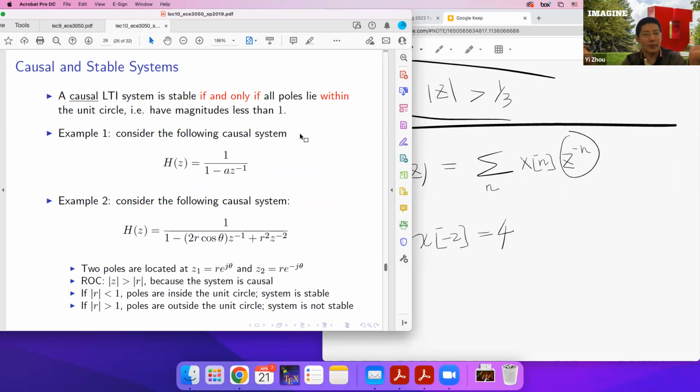And then again, we can put these two things together. We can talk about causal and stable systems. And in this case, in order for a system to be causal and stable, we need to satisfy that all the poles must be within the unit circle. Okay. In the Laplace transform, in order to have a causal and stable system, all the poles must be lying to the left of the y-axis. Here, all the poles should lie within the unit circle.